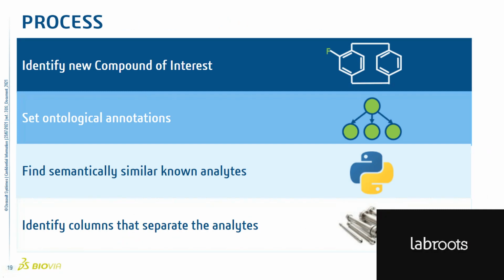So for the actual process, the way that we hope it would work is that when we identify a new compound of interest, we set the ontological annotations. So we're giving it the categorization and its physical constants. Then we would find semantically similar known analytes, so other compounds that play in the same space in this ontology as the compound that we're trying to separate. And then we could hopefully identify the column or columns that will work to separate out those analytes.